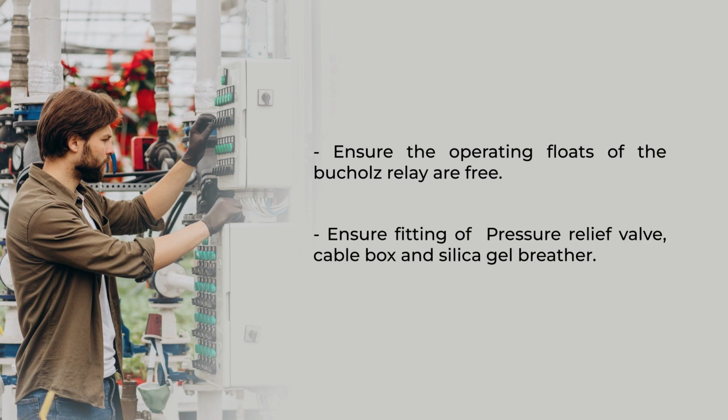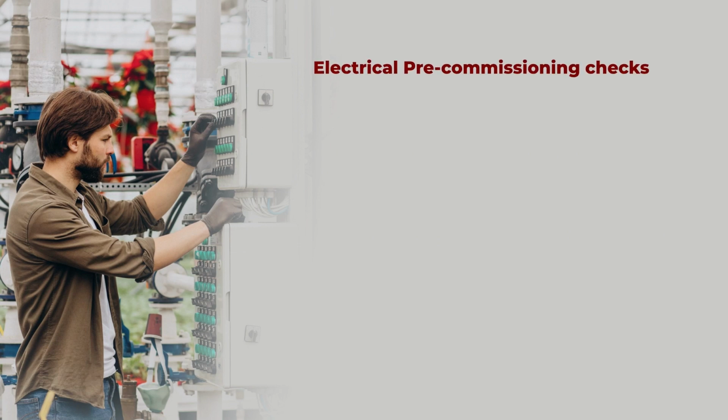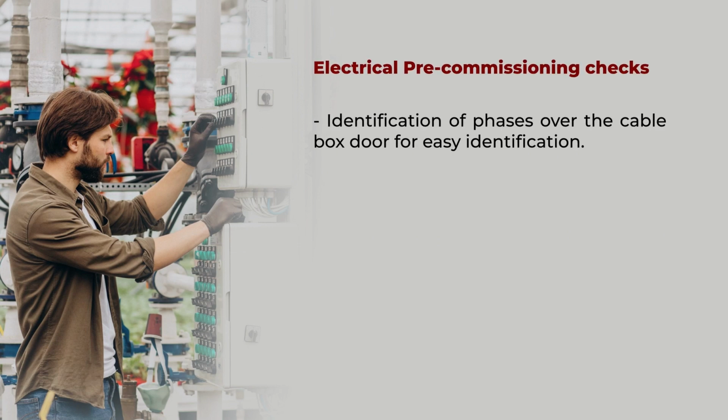Ensure fitting of pressure relief valve, cable box and silica gel breather. Once the mechanical pre-commissioning checks have been done, one can start with the electrical pre-commissioning checks. Identification of phases over the cable box door for identification. One has to have a clear-cut identification of the phases, that is the red phase, the yellow phase and the blue phase, which has to be labeled over the cable box door.